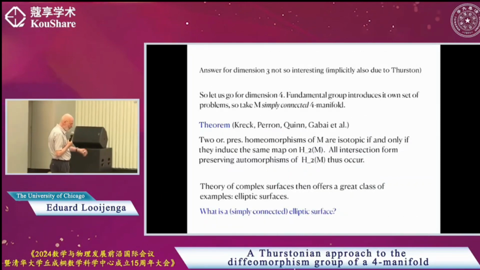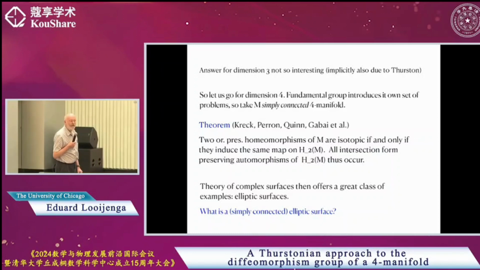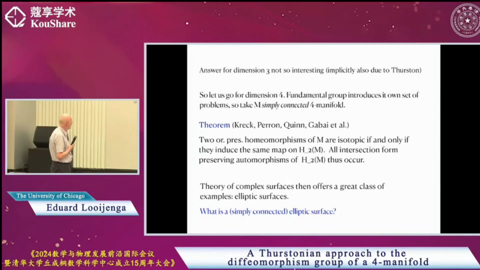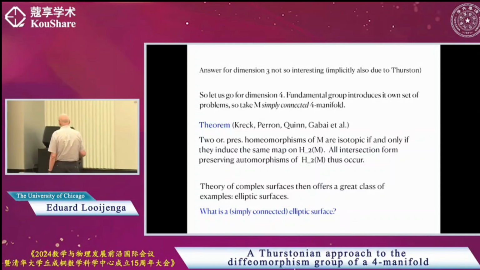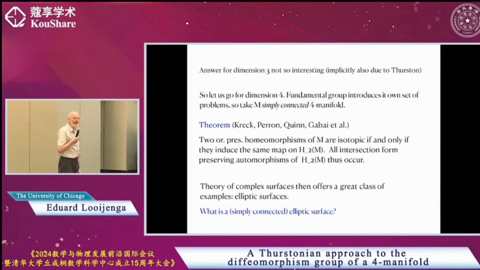Thurston had this sort of geometricization program in dimension 3, and I will not explain what this program is, but the upshot of the story is that this is not going to be terribly interesting in dimension 3. So let's skip that dimension and pass on to dimension 4. In dimension 4, well, things are getting really complicated in principle.